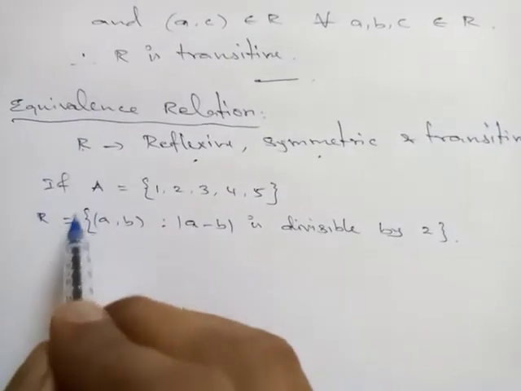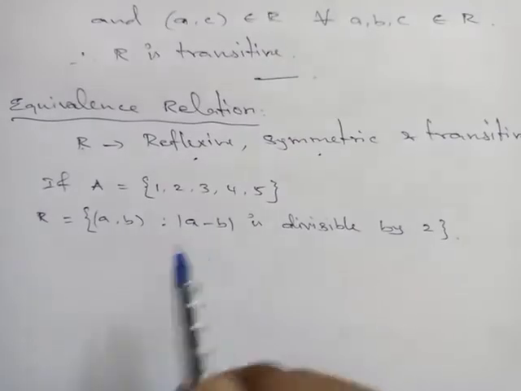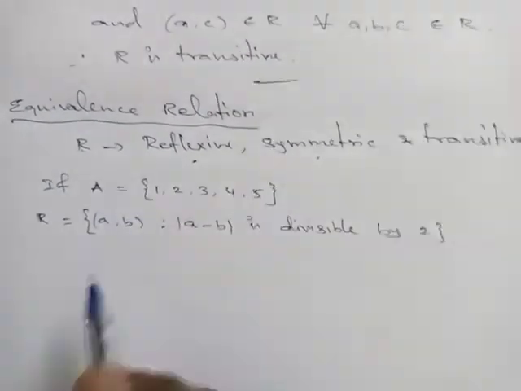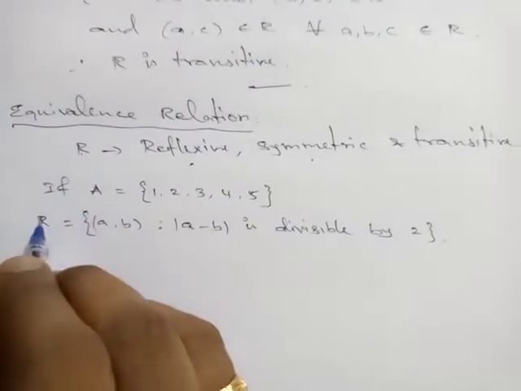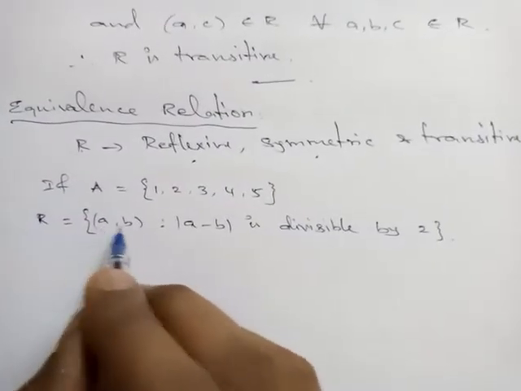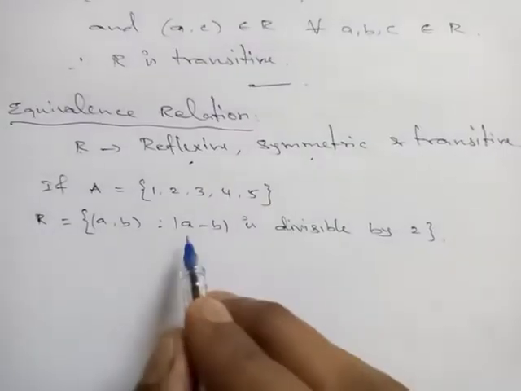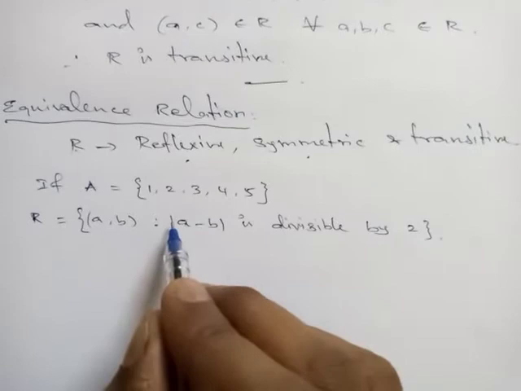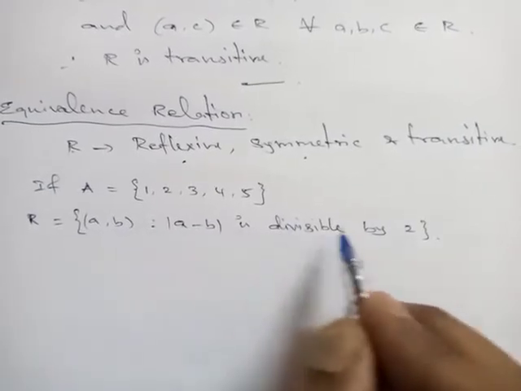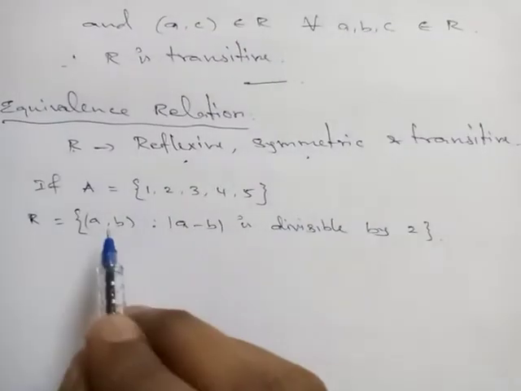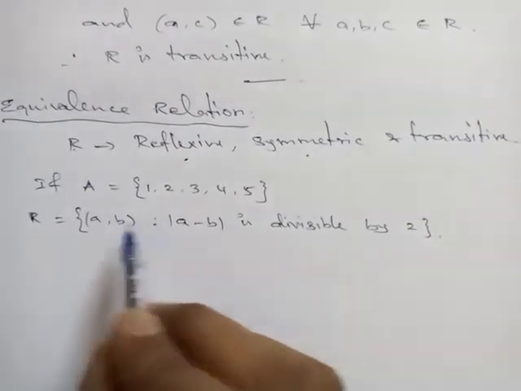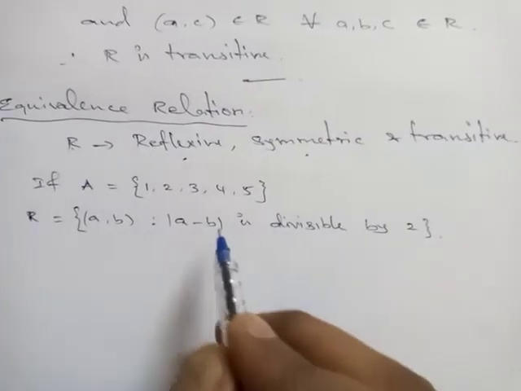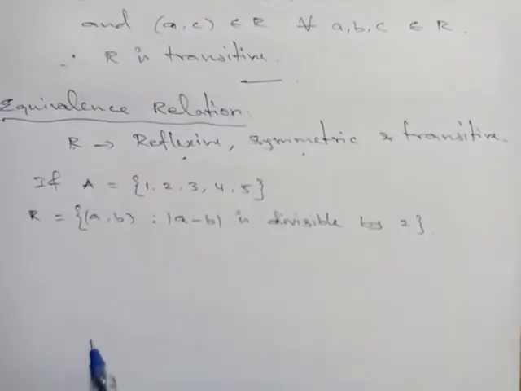They are asking that if this relation R is an equivalence relation or not, check it. If A is equal to 1, 2, 3, 4, 5, this set relation R is A comma B, that is we have to take two elements from this, that is that number should be like this: modulus of A minus B is divisible by 2. So that is, if you subtract these two numbers, after that take it positive number, that is called a modulus. So take the positive number, that should be divisible by 2.